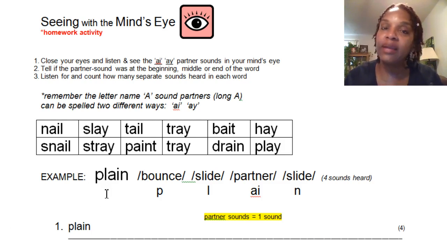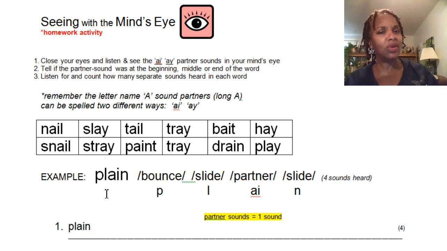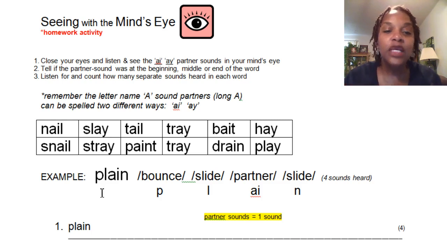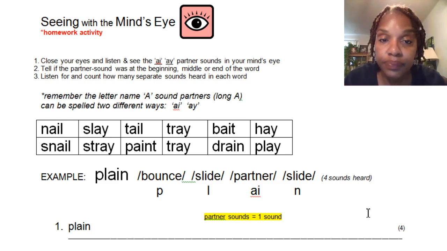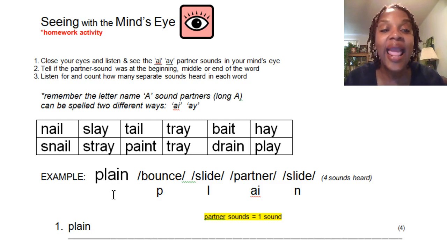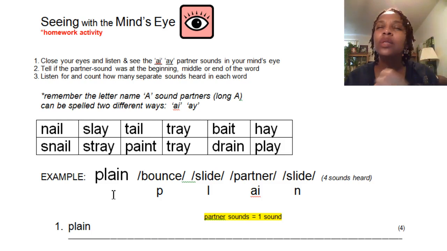I need to slow down. Like I said, I get so excited when I'm working with you. I talk too fast. Let me take a deep breath. Blow it out. Slow it down. All right. So in this very first example, the word is plain. Plain. So look at this word, plain. Now close your eyes with me. Close your eyes. Keep it closed. Plain. How many sounds do you hear?